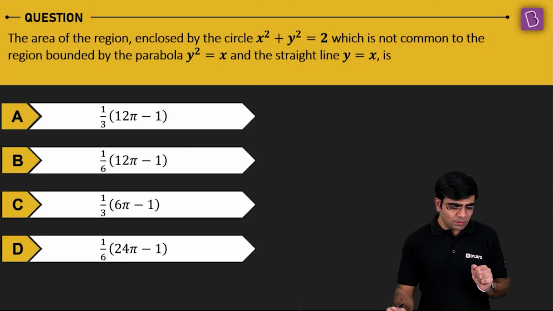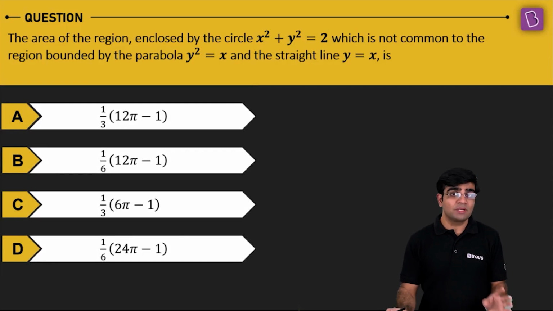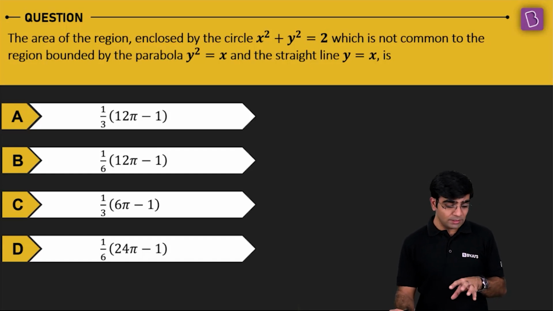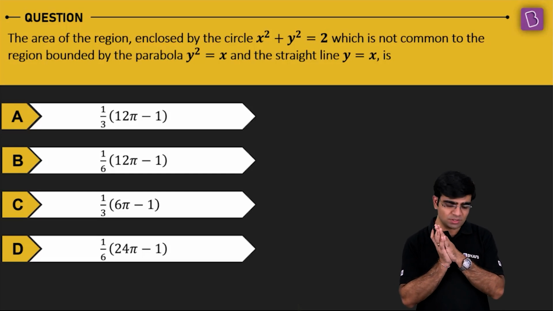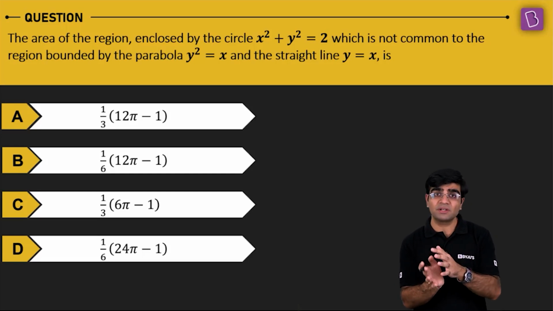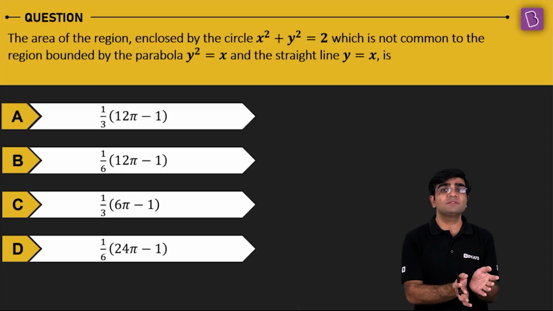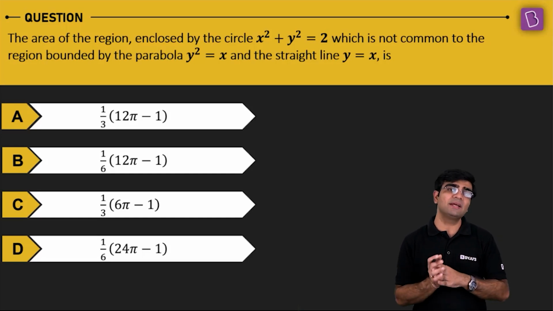Now let's begin with this question, the area of the region. So they're talking about area, okay? When we don't have a general formula, we don't have a standard structure. So what do I have here? We have the area of a certain region which is enclosed by a circle, which is not common to the region bounded by the parabola and straight line. The parabola and straight line are creating a bounded region and we don't want that region. Whatever the rest of the part of the circle is, that area I wanted.